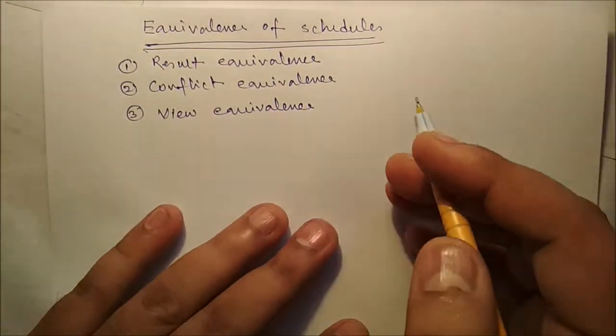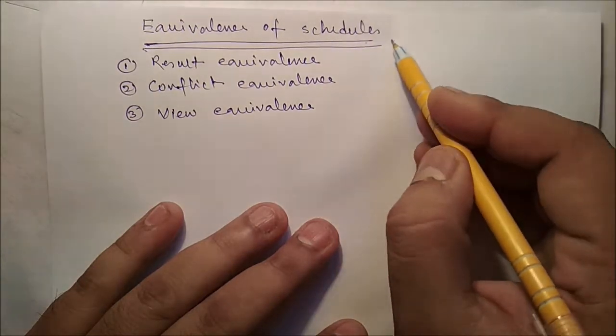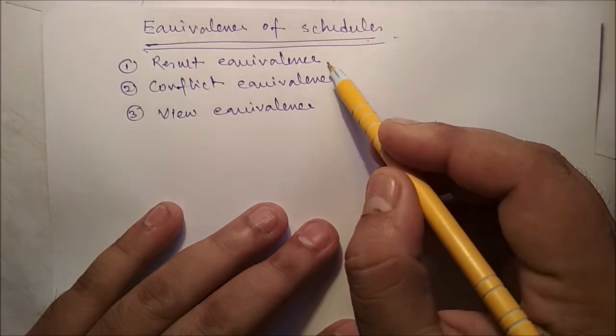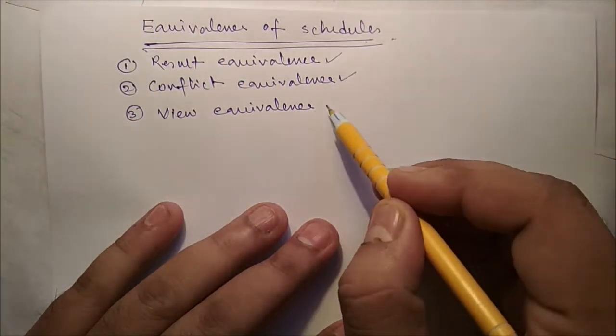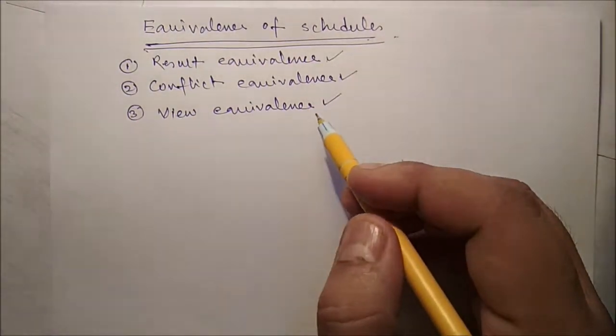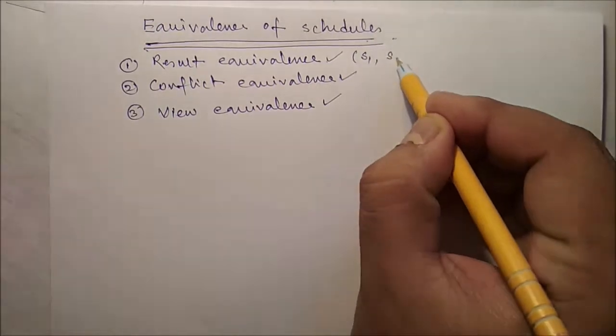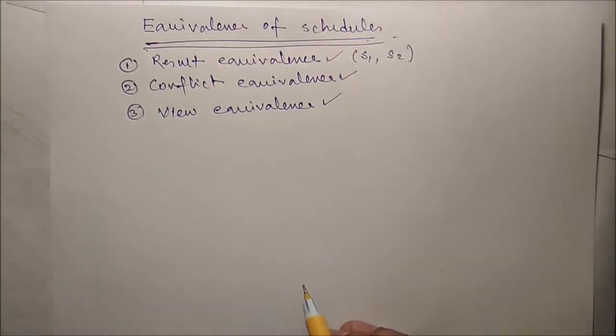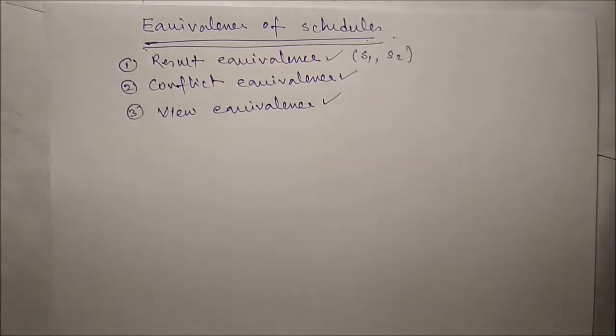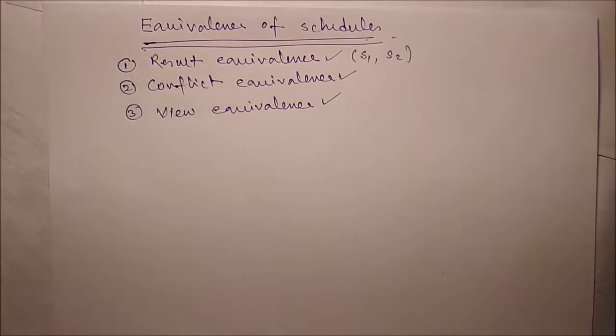Hello friends, in this video we will talk about equivalence of schedules. There are three types: result equivalence, conflict equivalence and view equivalence. What is result equivalence? If two schedules, say S1 and S2, generate the same result after their execution, then they are called result equivalent schedules. Now, what are conflict equivalent schedules?